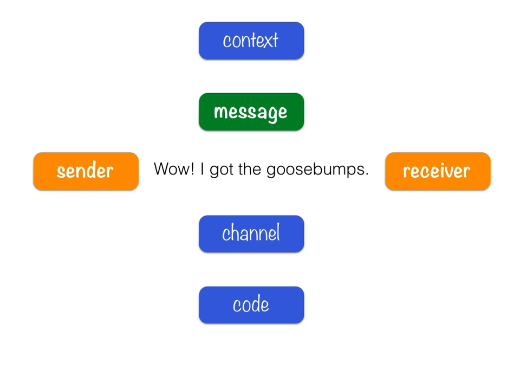Okay, so where do you think the emphasis is here? Well, it's talking about I, so I would say the sender. And we also know that the sender is expressing an emotion here. So whenever we have an emphasis on the sender, we call it the emotive function of language.